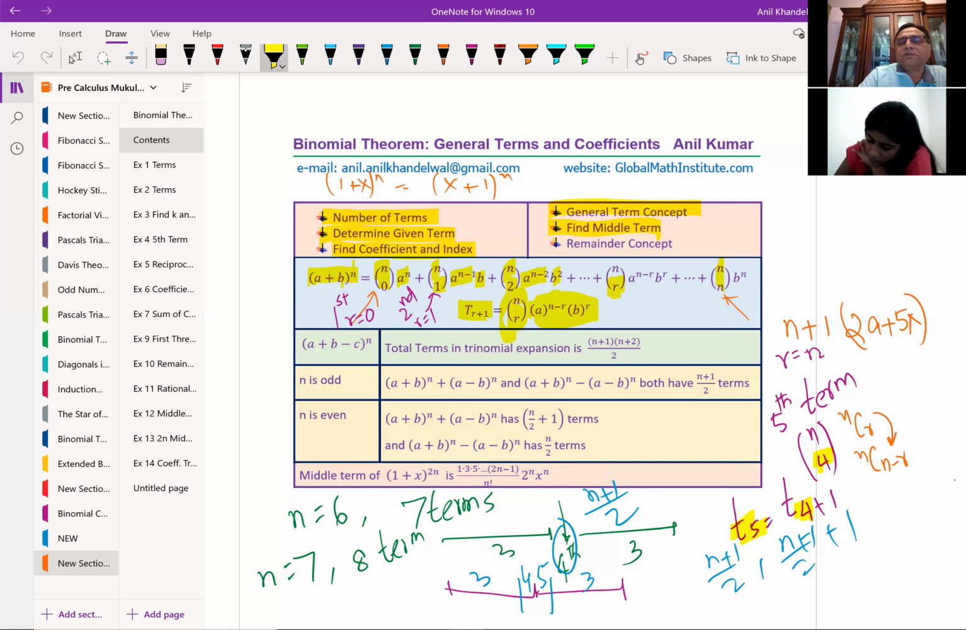Now we have very good challenging questions on the remainder concept. Many times in the binomial theorem, you will be surprised how we can ask whether 49 could be a factor of a particular polynomial, or what the remainder is when I divide by 49. Those kinds of questions could be very tricky. So we'll take one of those kinds also.